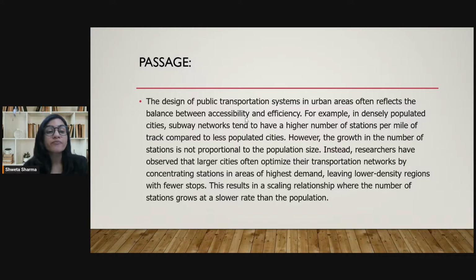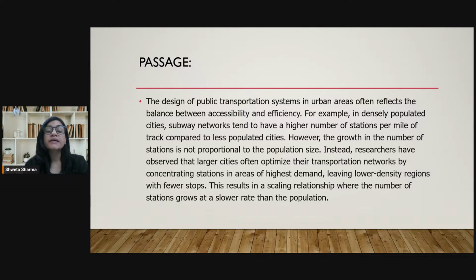So if we have more stations for a metro or a bus, particularly on road, it doesn't proportionately follow the population size. We can have more stations and still have a lesser population in a certain city or country. Instead, researchers have observed that larger cities often optimize their transportation networks by concentrating stations in areas of highest demand, leaving lower density regions with fewer stops.